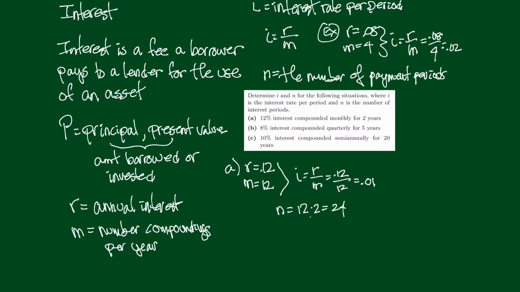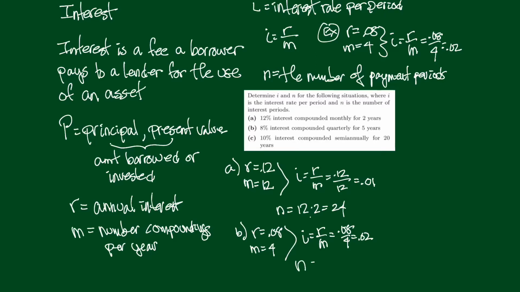Now in Part B, we've got 8% interest, so that's 0.08, and we're compounding quarterly. So M is 4 times a year. The interest rate per period, I, is going to be R over M, which is 0.08 over 4, which is 0.02. That's the one we just did earlier.